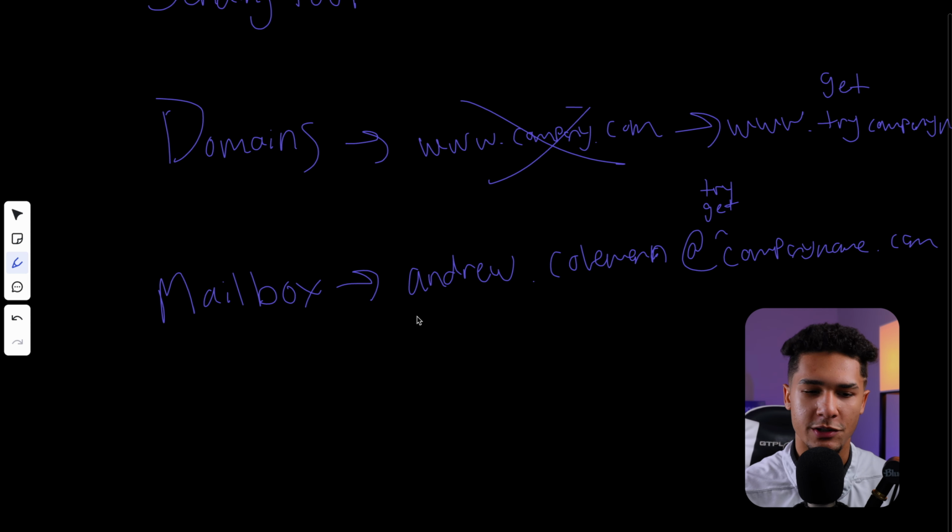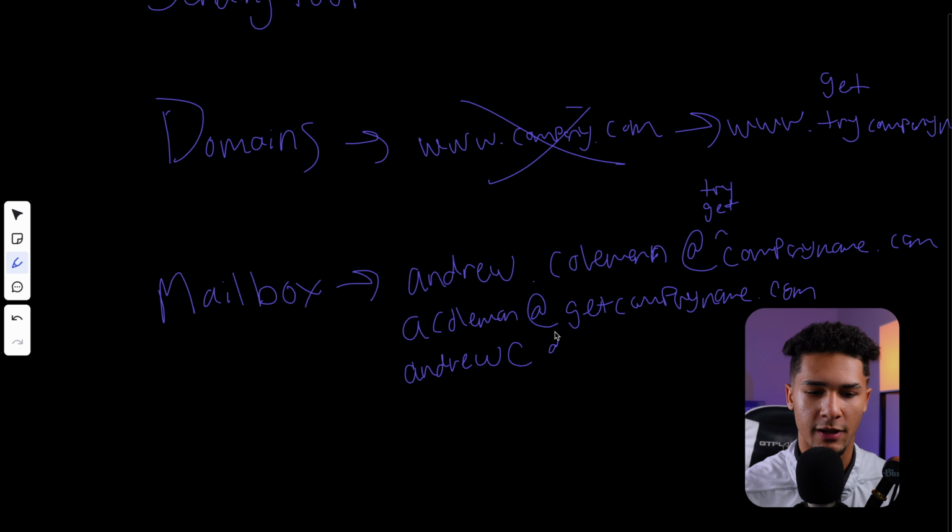And then you can do variations of this. So A Coleman at getcompanyname.com, Andrew C at trycompanyname.com. And these are just different variations of the person who you're going to be sending from.